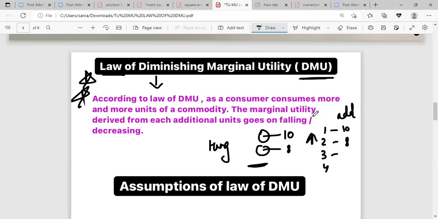Utility is basically the satisfaction. So your satisfaction will be falling, falling, falling. Marginal means additional satisfaction. This is giving you satisfaction, but now you want to eat less, less, less, because as you increase the consumption, this is a law. This is a human psychological behavior as well, right?